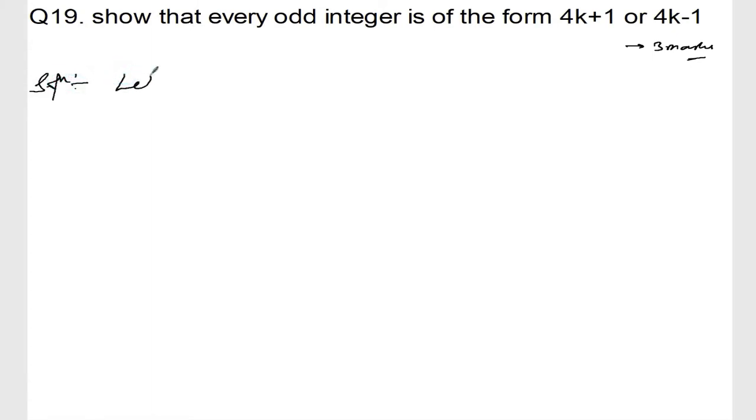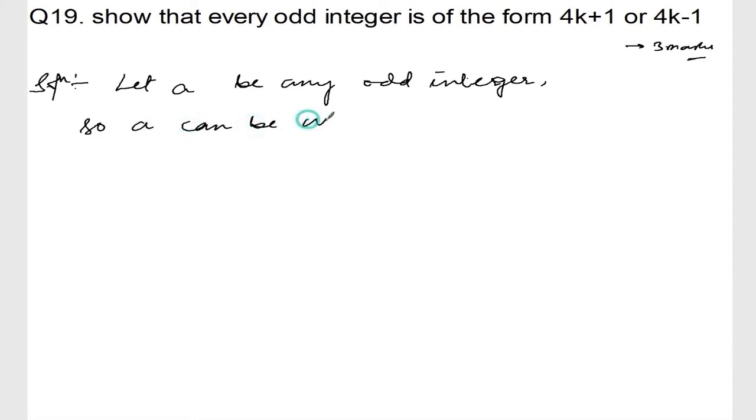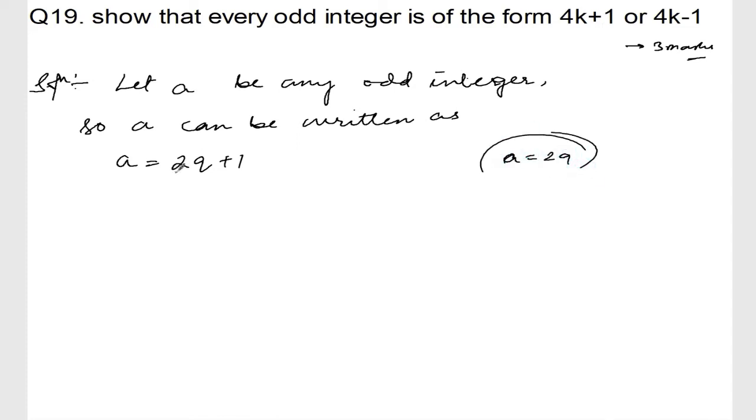So let a be any odd integer. Then a can be written as... wait, it's odd, right? So you can write a is equal to 2q plus 1. Odd you write like this, and even you write as a is equal to 2q. This is even, this is odd.